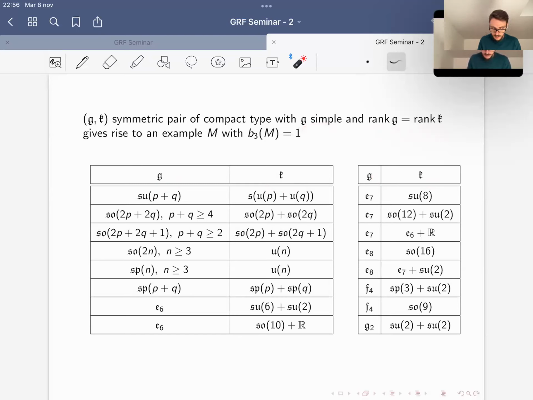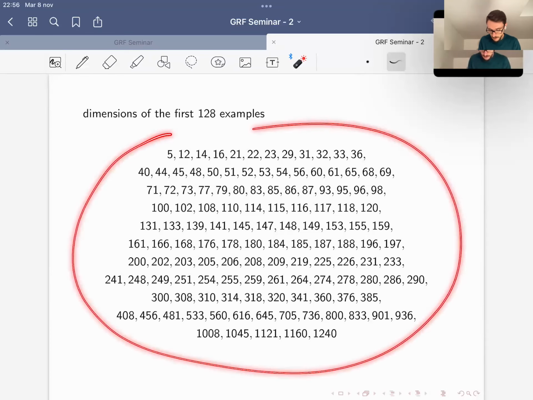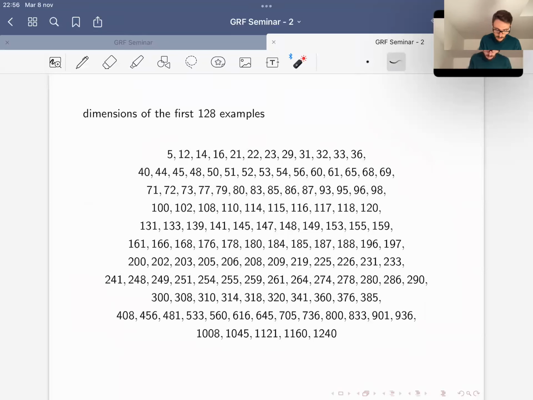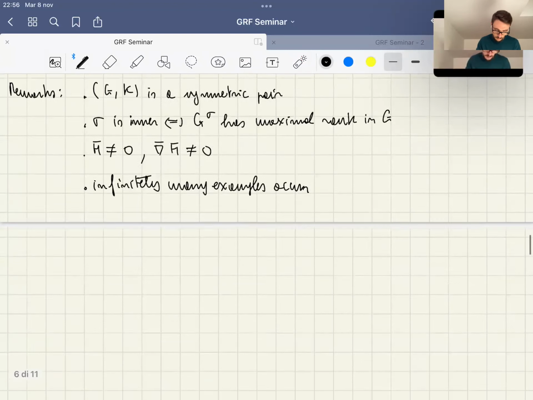So in particular, if g is simple, you get examples that are irreducible as manifolds, and you can also compute the dimensions. The first 128 examples, for instance, give you manifolds of the following dimensions. We have the 5-dimensional case that is the one I mentioned before, but actually this is only M11, so this construction does not include the M_PQ with P different from Q. And then we also get many examples that are even dimensional and so on. So we get infinitely many examples, and let me now discuss how the proof of this result works.